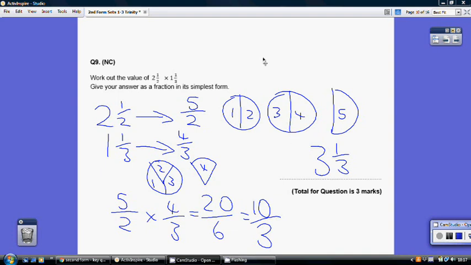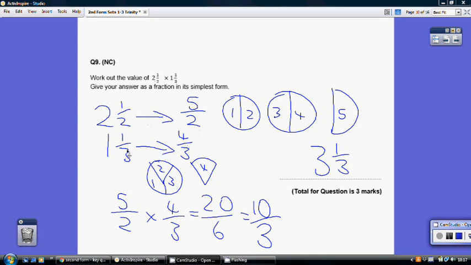Question 9. Now, to multiply fractions, it's the easy one. It's just top times top and bottom times bottom. But whenever you've got mixed numbers, whether you're multiplying, dividing, adding or subtracting, you should start off by turning it into an improper fraction, a top-heavy fraction. So you've got to start off by turning 2 1/2 into a top-heavy fraction and 1 1/3 into a top-heavy fraction.